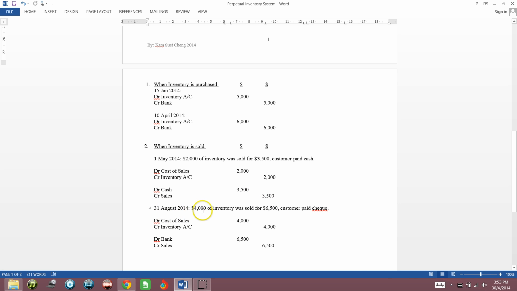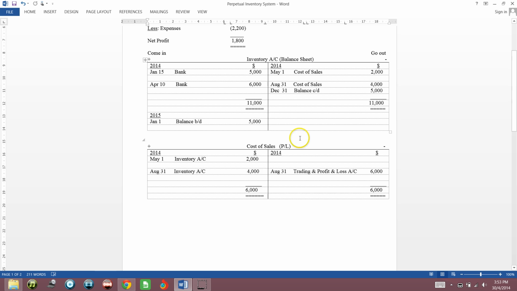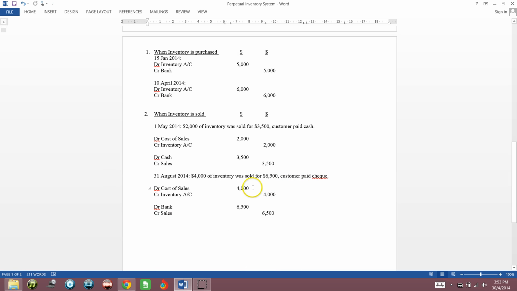Similarly, on 31st August 2014, 4,000 of inventory was sold to the customer for 6,005. The customer paid by check. That means the customer paid me a check of 6,005 to buy the inventory that cost the business $4,000. So you debit cost of sales. It goes out from the inventory account and goes to the cost of sales account, so you credit inventory. The customer paid me by check, so I debit bank and I credit sales.